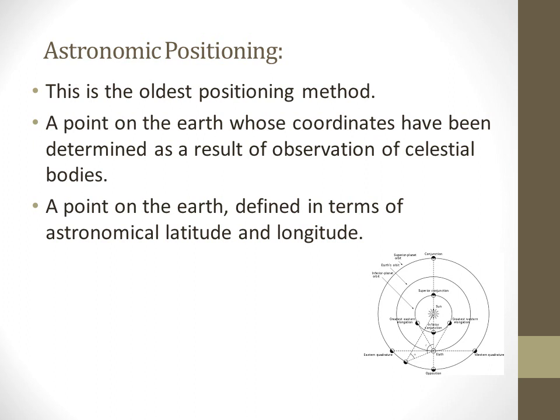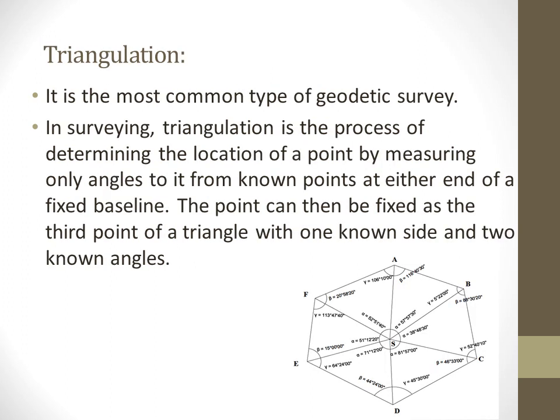A point on the earth whose coordinates have been determined as a result of observation of celestial bodies. A point on earth is defined in terms of astronomical latitude and longitude, and this one is the diagram for astronomic positioning. So triangulation is the most common type of geodetic survey.